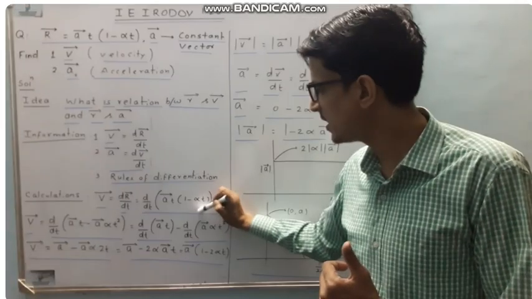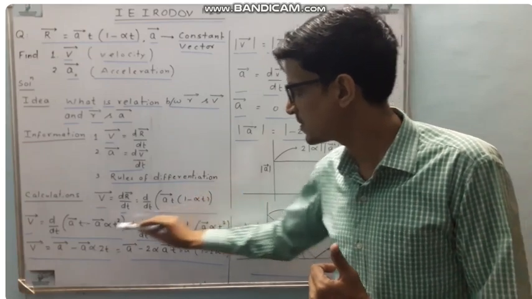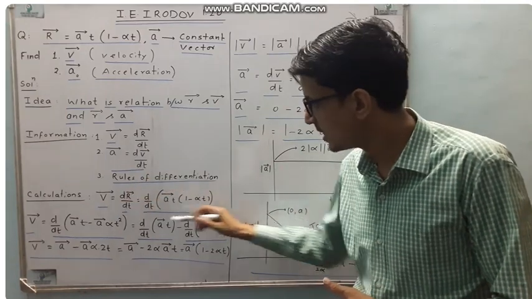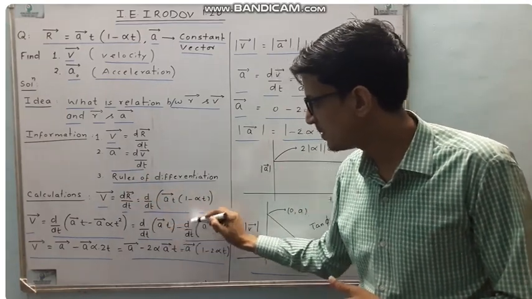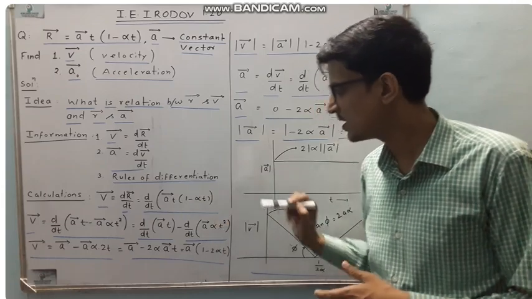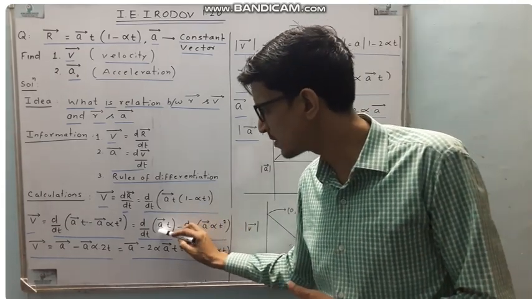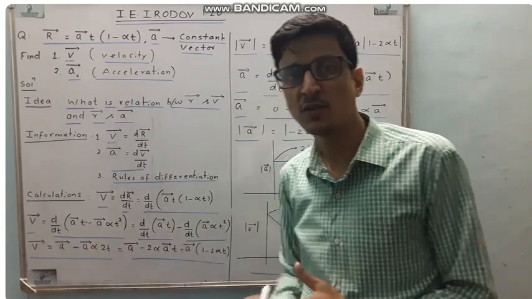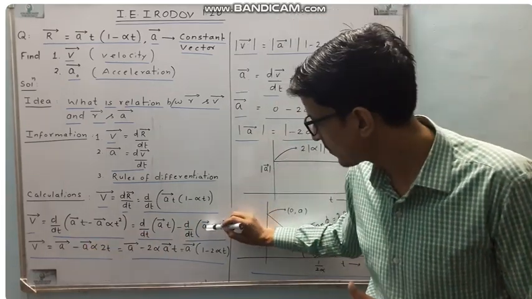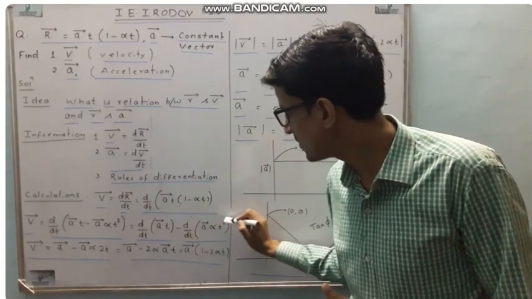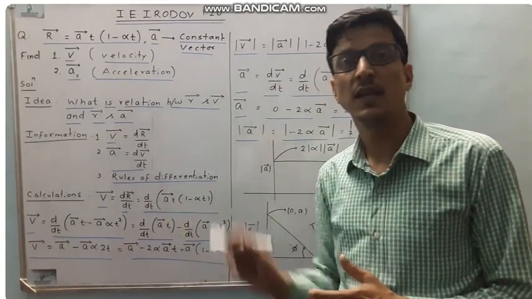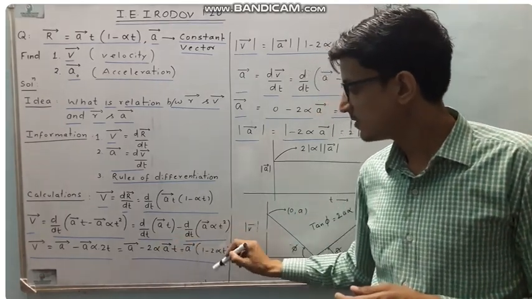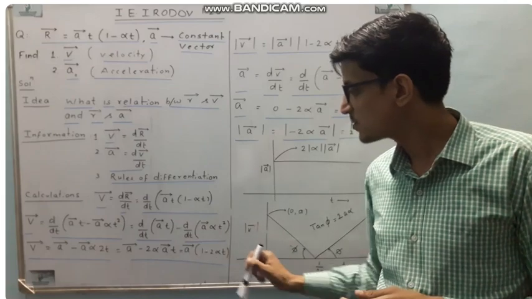So we have vector v is dr by dt. Vector r is vector a t times (1 minus alpha t). If we multiply these terms, we get vector a t minus vector a alpha t square. Now we differentiate it. So it will be d by dt of vector a t minus d by dt of vector a alpha t square. Now here a is a constant, so it will come out, and we know differentiation of t is 1, so that will be vector a only. Then we have minus a alpha, and differentiation of t square will be 2t. So we have vector a minus 2 alpha vector a t.